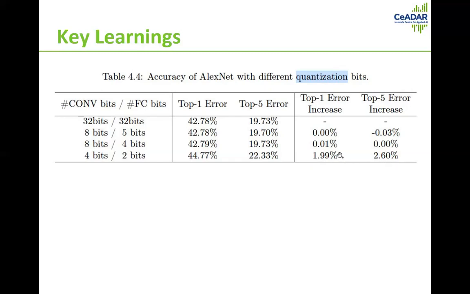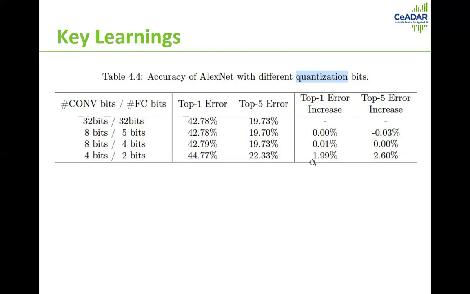But this is telling you something: if you have reduced the number of bits to 4, which is 1/8 of the number of bits that was used, we can still get away with just a 2% reduction in accuracy.